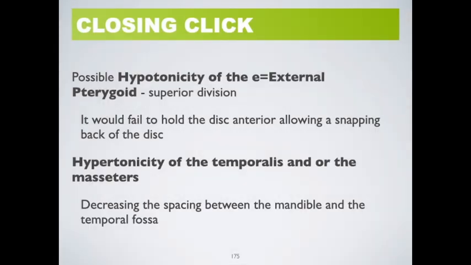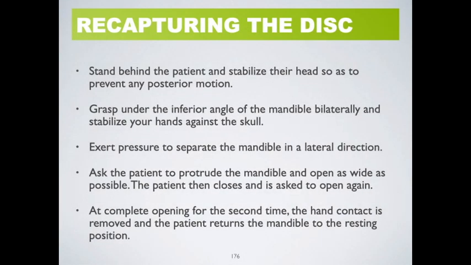A closing click usually is an external pterygoid problem, usually the superior division. That's the muscle that manages and tethers the disc as the jaw is moving back and forth. And there's a manipulation technique I use that I'll teach that is really good at resetting that disc. So this is the protocol for recapturing, but like I say, we'll leave that for the workshop.